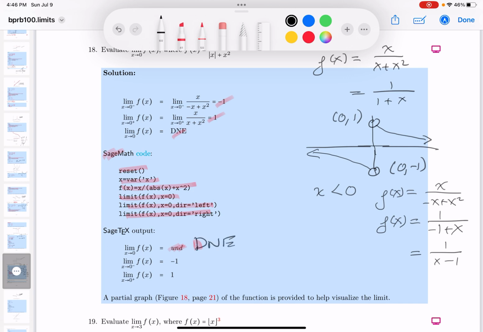DNE. From the left, it should be minus 1, as we stated, and from the right, it should be 1. All right, they're not in agreement. That's why the limit does not exist.